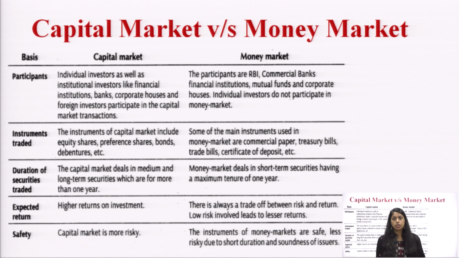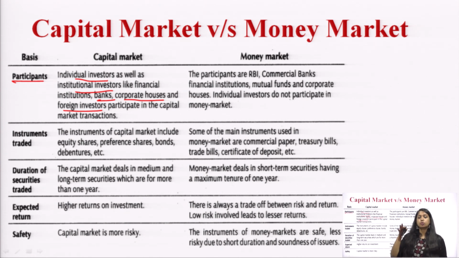Moving forward, so now the tabular difference between the capital market and the money market. So the first difference is the participants. In capital market, you have individual investors as well as institutional investors. What are the institutions that are involved in this? So you have banks, you have some corporate houses, you have some foreign investors who play an important role in the capital market.